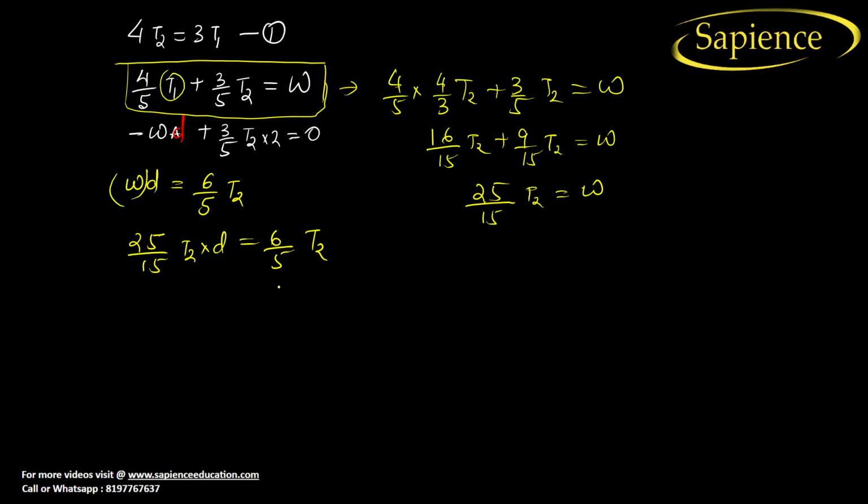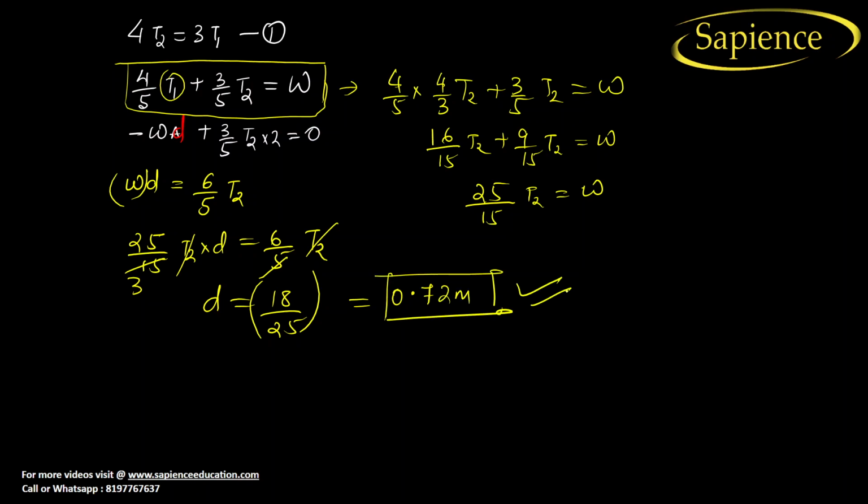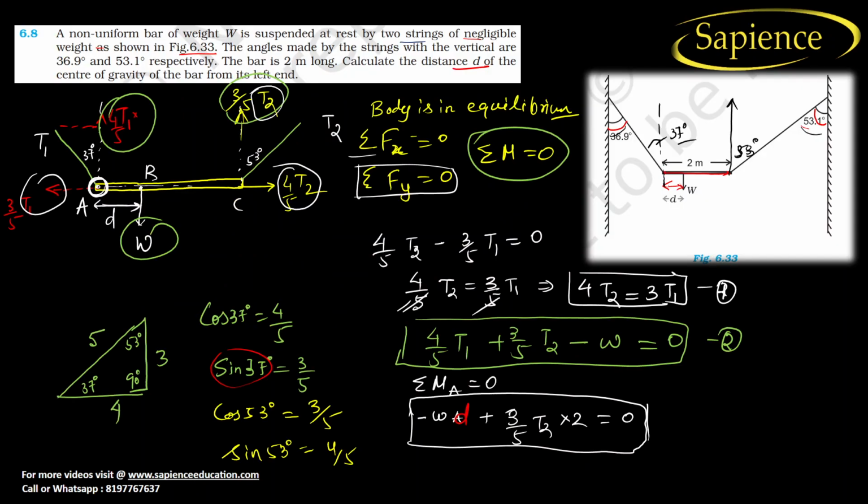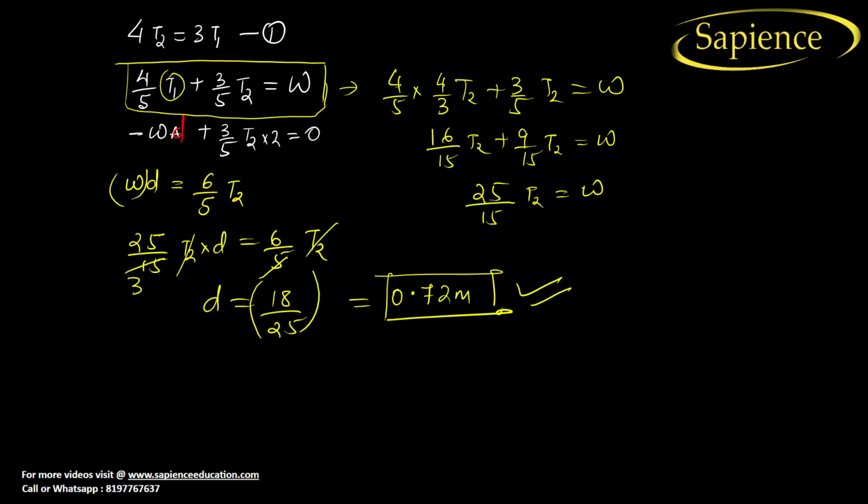So finally, what we are getting? 5 3s are 15. So T2 will get cancelled out. So D will be equal to 18 by 25. How much will we get for 18 by 25? This will be equal to 0.72 meter. So our answer is this one. Okay, so I hope you have understood this question. Got it? Thank you.